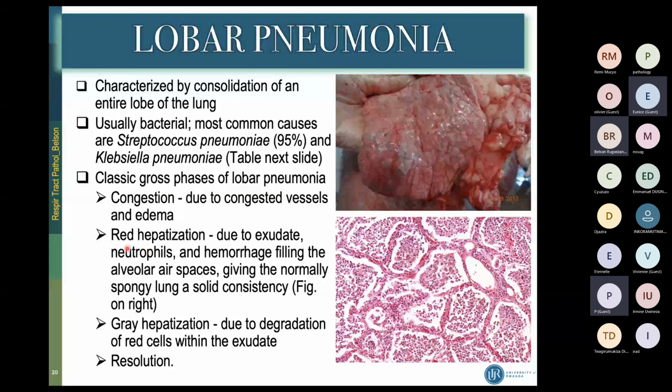So that's why there is this sign called red hepatization. So you see there is a word liver here. So the lungs look like liver because the alveoli are no longer there. Everything is full of cells and so on.